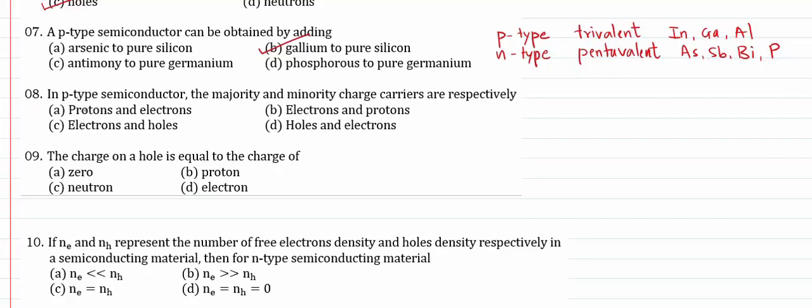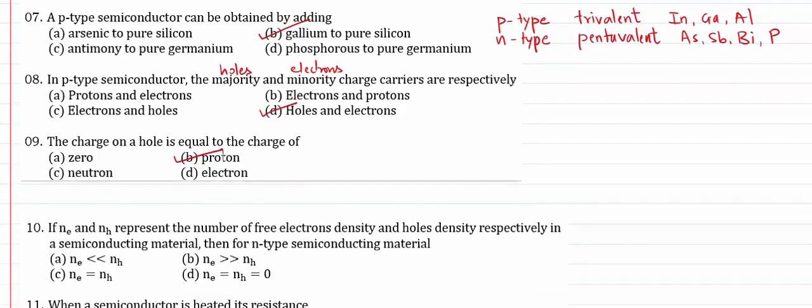Eighth one, in p-type semiconductor, the majority and minority charge carriers are. So in p-type, majority charge carriers are holes while minority will be electrons. Now check the option. Option D is the answer. Ninth one. The charge on a hole is equal to that of charge of a proton. Hole we think it is positive, so it will be equal to that of a proton.